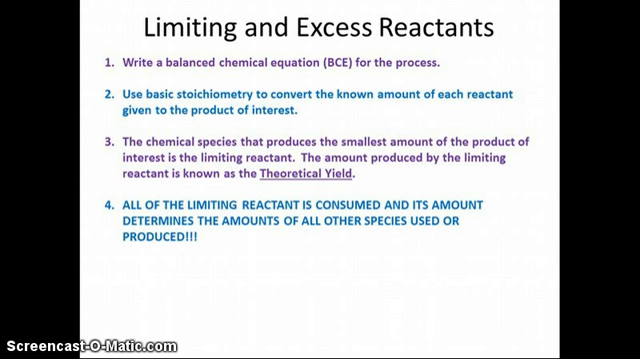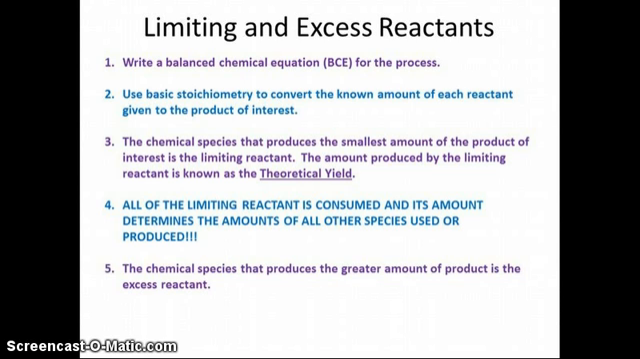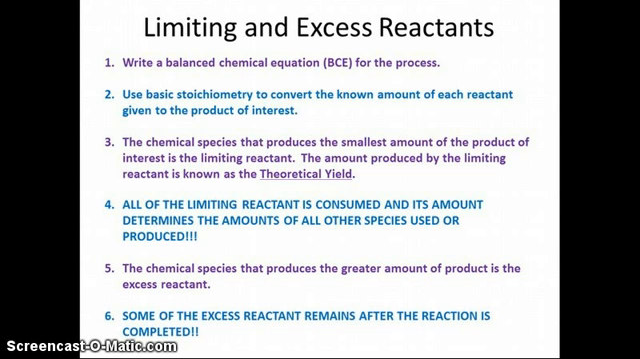Step number 4 is to know that all the limiting reactant is used up, and the amount of it that was used determines the amount of all other species that we use or produce. So everything else from that point on is based on it. The chemical species that has more than what's needed, we call the excess reactant, and some of it will be remaining after the reaction is completed. That has to be true in order to satisfy the law of conservation of mass.